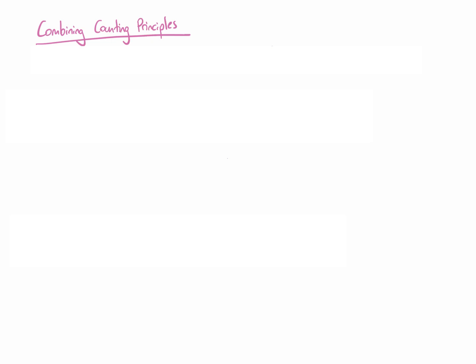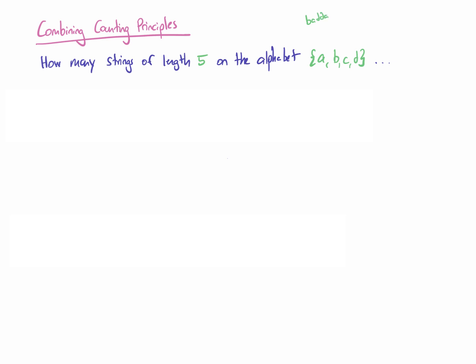We're going to do a couple more problems where we're counting strings of a certain length on an alphabet. So we want to study the set of strings of length 5 on the alphabet with 4 characters A, B, C, D. Here are a few strings of length 5 on this alphabet. They're just words with 4 possible characters in each of 5 places. And when I say words, I literally mean just sequences of letters. They don't have to be real words.